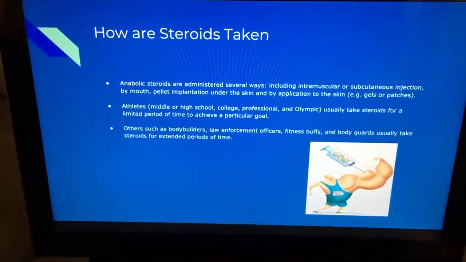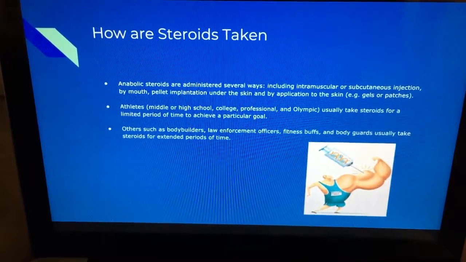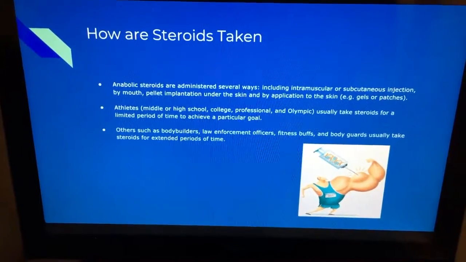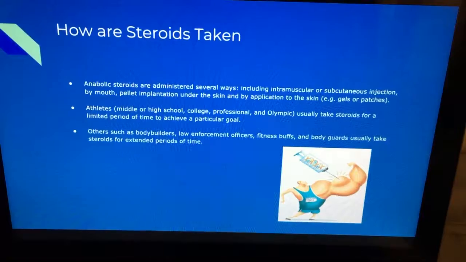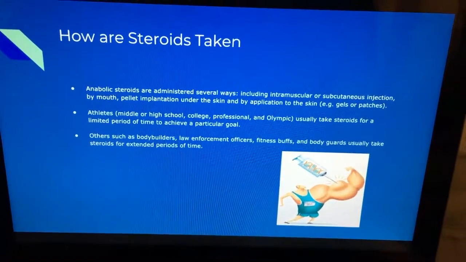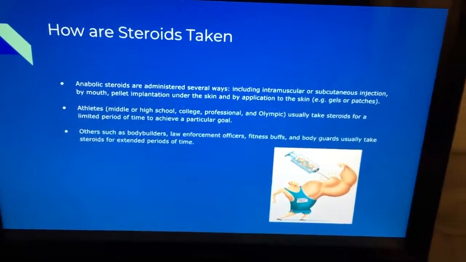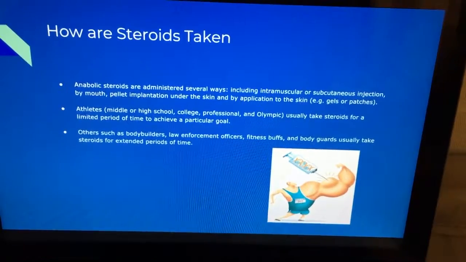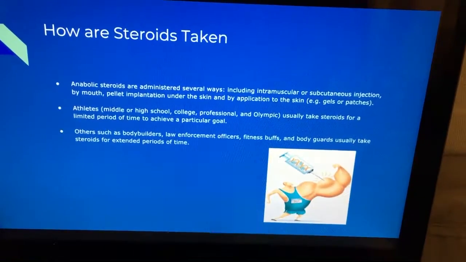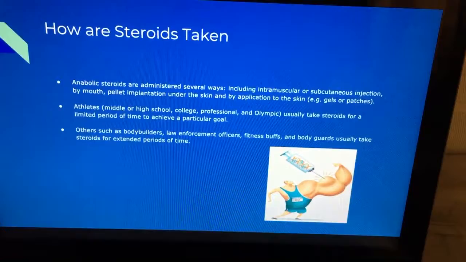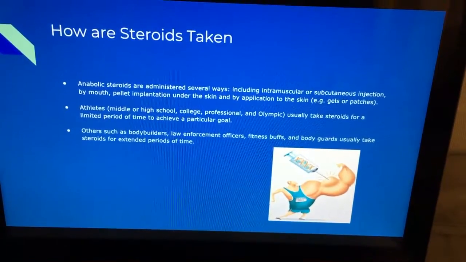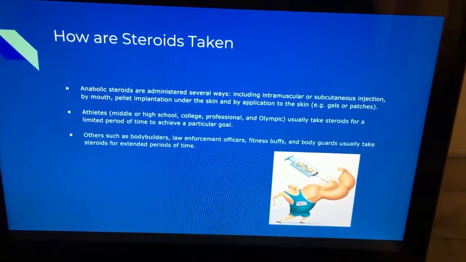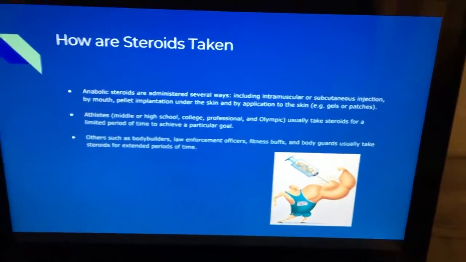The doses of anabolic steroid use will depend on the particular objective of the steroid user. For example, athletes usually take steroids for a limited amount of time to achieve a particular goal, as opposed to bodybuilders, law enforcement officers, and bodyguards. They take it for a longer extended period of time.